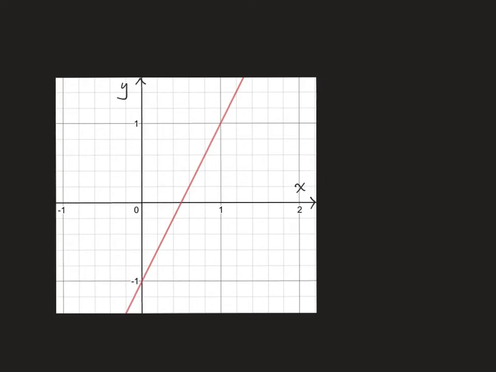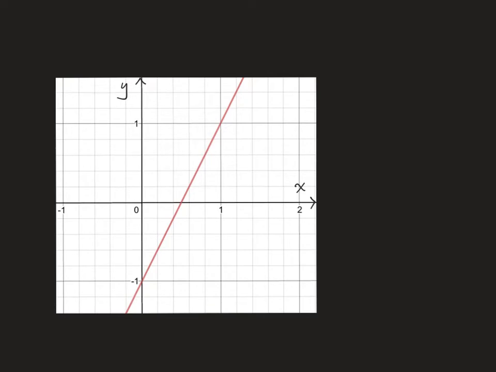Hi everyone. Today I'm going to be going through real quick on how to find the equation of a straight line. So over here you can see that we have a graph that I've gotten off Desmos, and we want to find what the equation of it is.